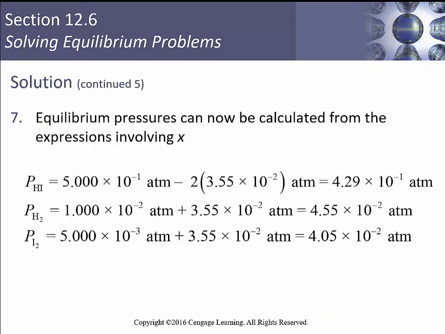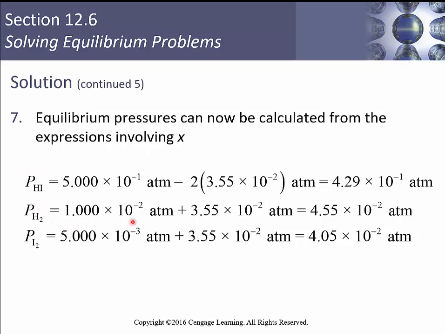But the equilibrium pressures can now be calculated from the expressions involving x. So we had 5 times 10 to the minus 1 as our initial pressure for our HI. We're going to subtract 2x, plugging in the particular value for x that we just calculated, and we end up with 4.29 times 10 to the minus 1 atmospheres as the pressure of the HI.